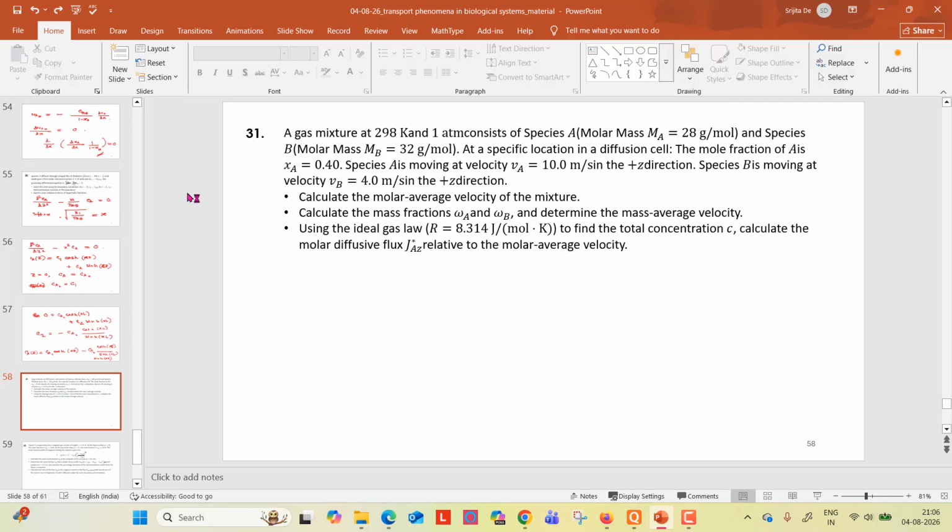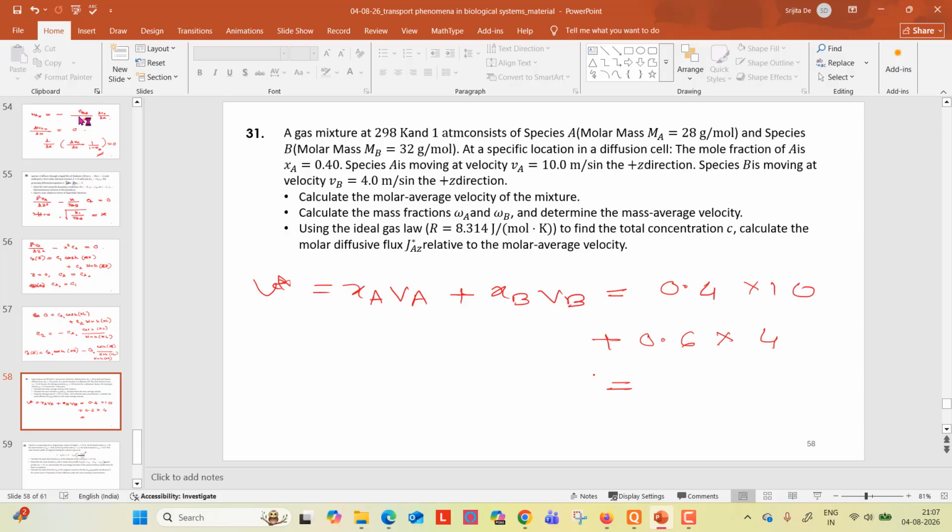So all things are given. Simply, molar average velocity will be V star equals XA VA plus XB VB. So XA is 0.4, VA is 10, plus XB is 1 minus 0.4, which is 0.6, into 4. So it is coming as 6.4 meter per second.